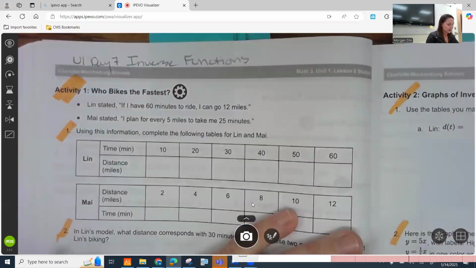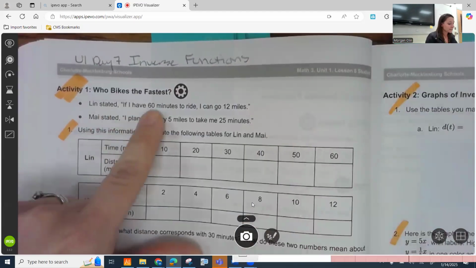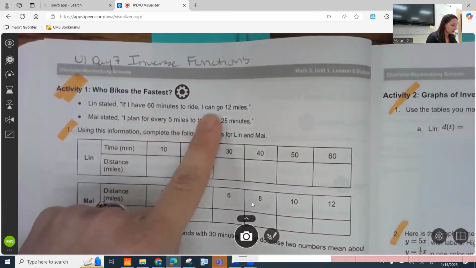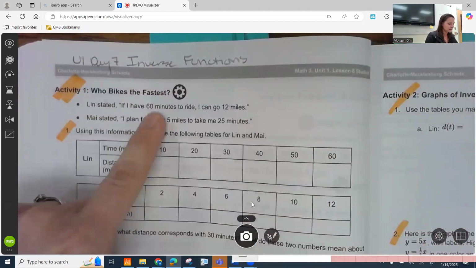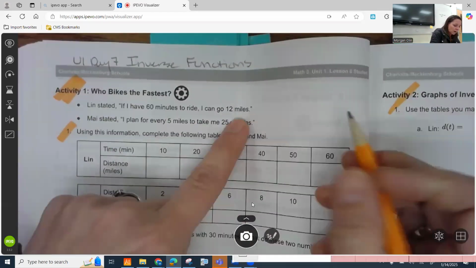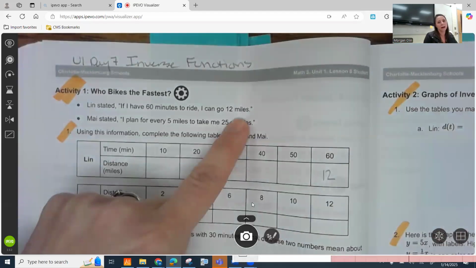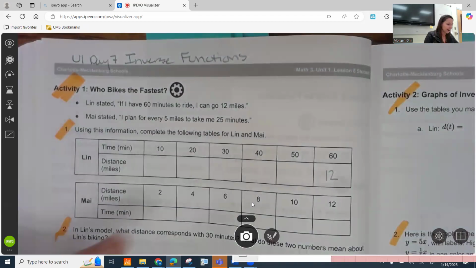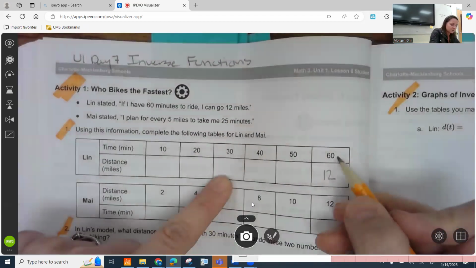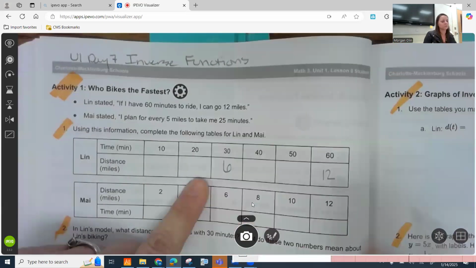So let's look at this right here. Lynn stated if I have 60 minutes to ride, I can go 12 miles. So that means in 60 minutes, I can go 12 miles. Well, let's see if we can fill this out. Think about it. Half that time, you can go half of that. So half of 60 is 30. So I can go 6 miles.